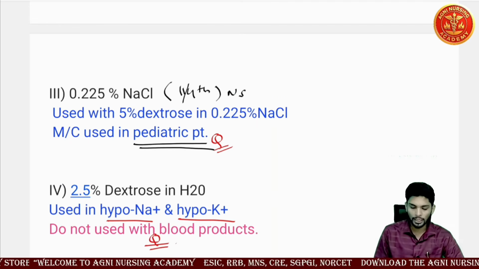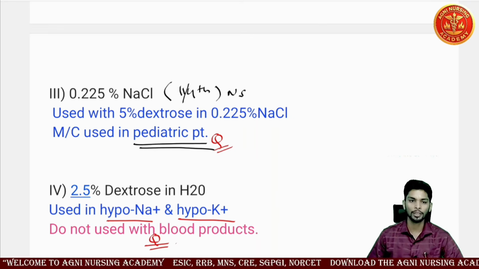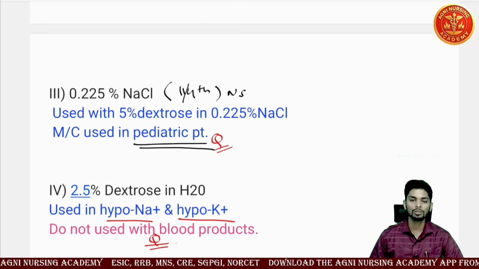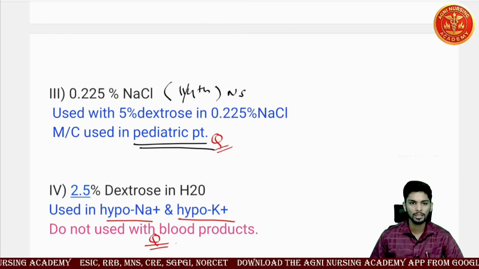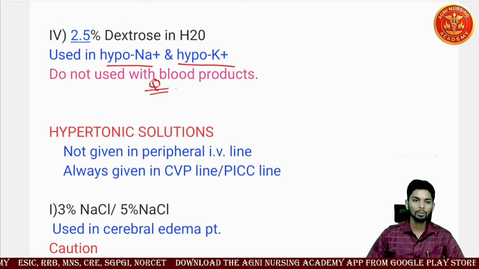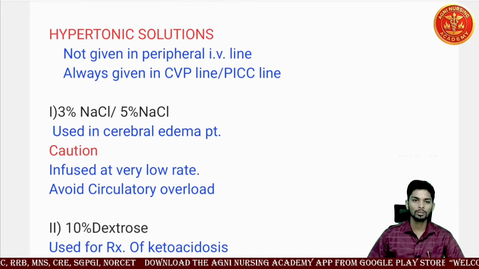Okay. Again, it will be an exam question. The examiner will ask which hypotonic solution should not be given with blood products. The answer is 2.5% dextrose solution. Okay. Now, the third category is hypertonic solution.